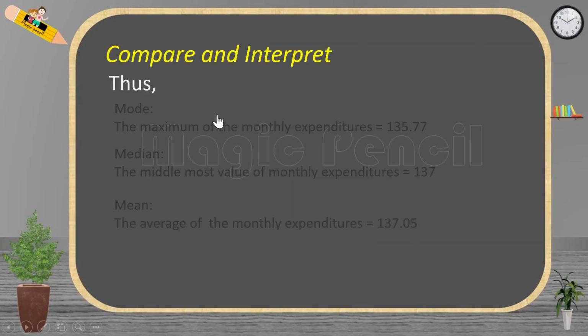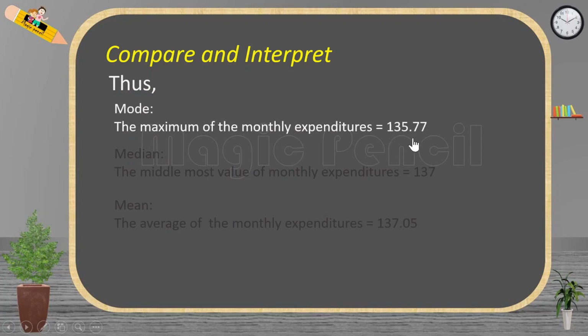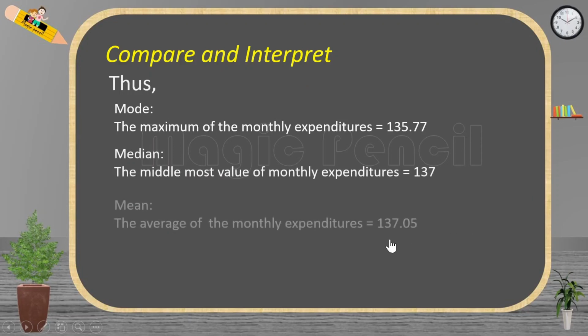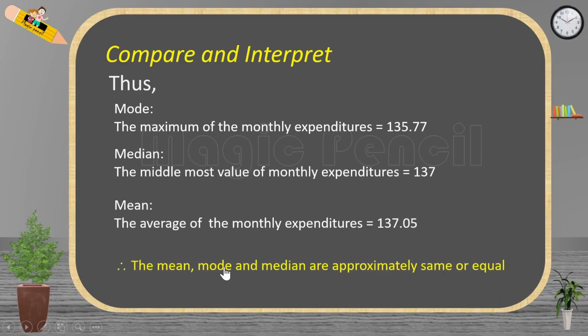Finally, we reached the last stage of this problem. They are asking us to compare and interpret the given values. So, after calculation, we got mode 135.77, median 137, mean 137.05. So, after observation, we can say that mean, mode, and median are approximately equal. This is what we can conclude after comparison.